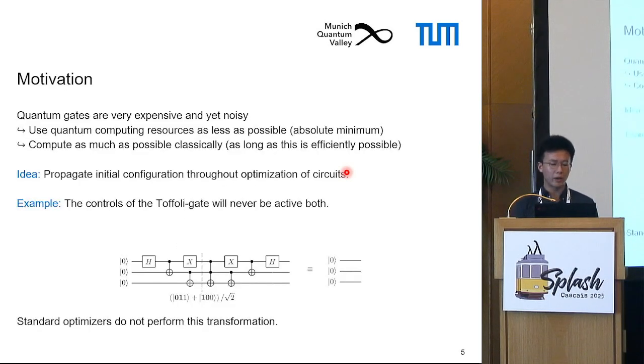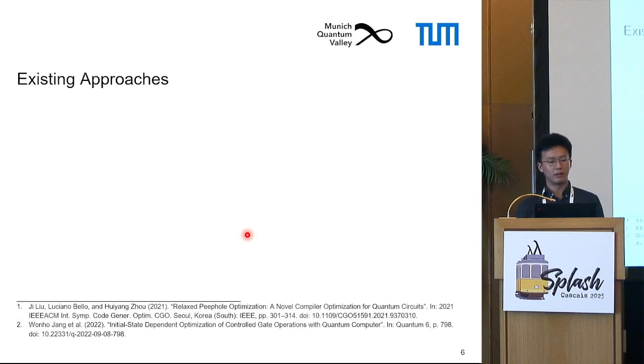So how can we do this? As I have told you, it's exponentially hard to simulate the circuit. So if we really wish to propagate the initial configuration throughout the circuit, it is equivalent to simulating the circuit classically. So how can we achieve this? Let's look at some existing approaches.